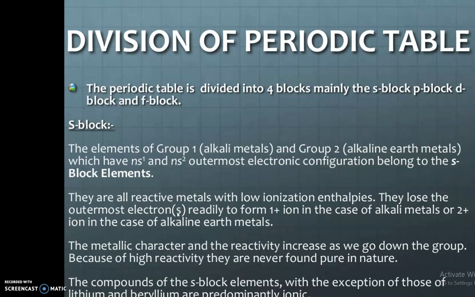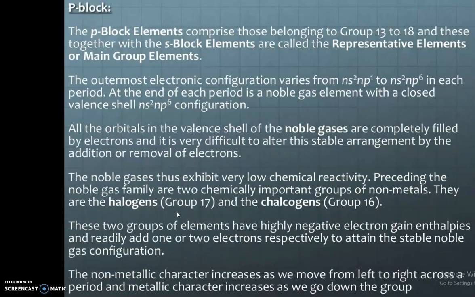In the s block there are two groups, group 1 and group 2, alkali metals and alkaline earth metals. I hope you remember the properties of these elements: they are very reactive, have low ionization enthalpies, are metals, and all those things we have already discussed. These are very important points. First you have to remember the properties of each block, the basis of classification in each block, and which groups belong to each block. In the s block, we have the first and second groups.